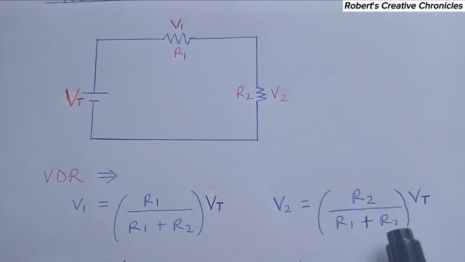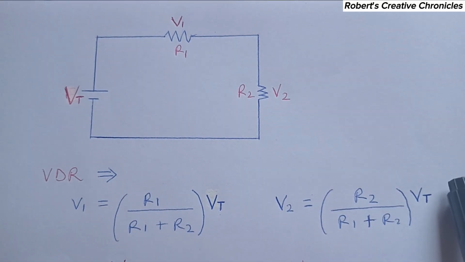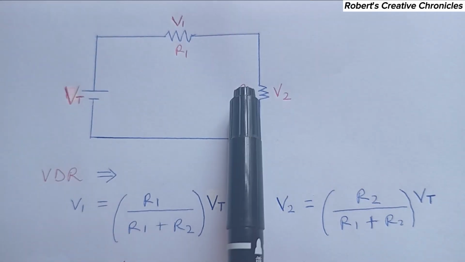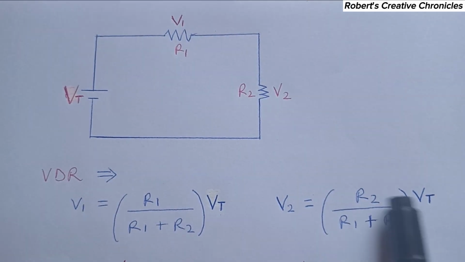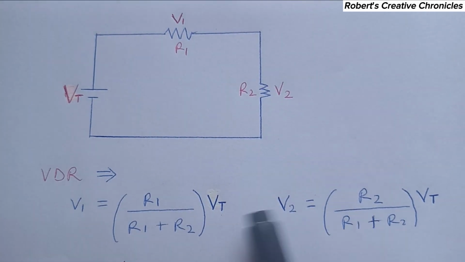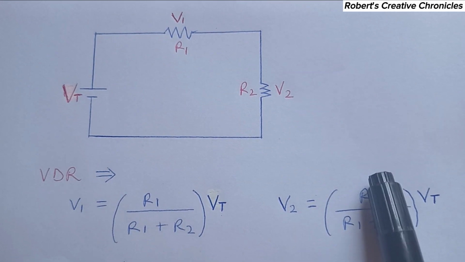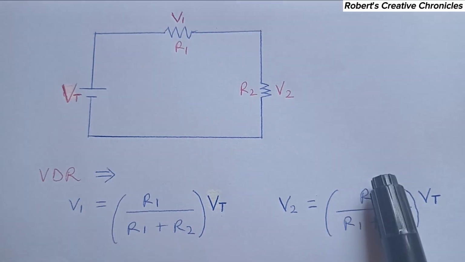In the same way, we want to find the voltage across R2, which is V2. We multiply the total voltage by the resistance of that resistor divided by the sum of the resistances of the two resistors connected in series. Or if there are more than two, you add everything. But the one that we put as the numerator is the one we want to find the voltage across.